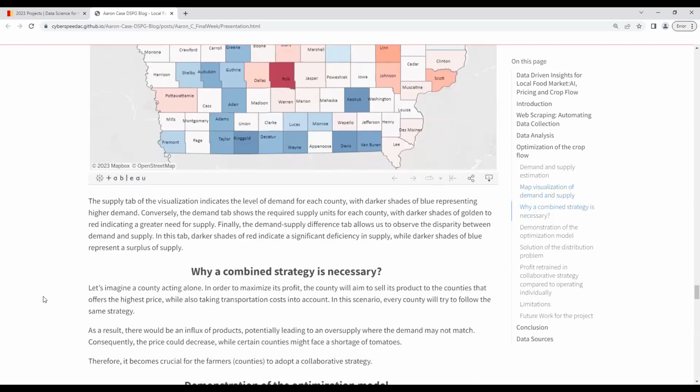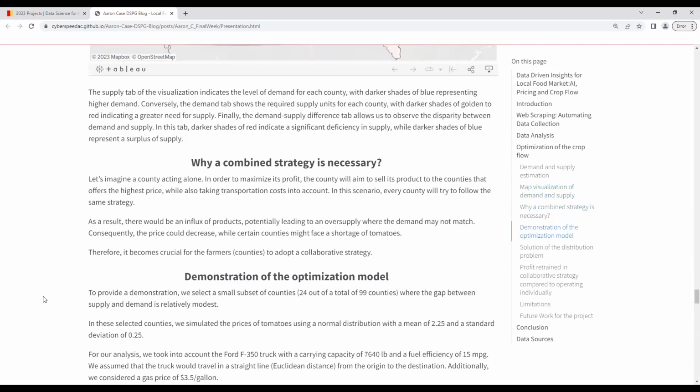So let's move forward. Now I need to explain why we need a combined strategy among all of these counties. First of all, let's imagine that a county is acting alone. In order to maximize its profit, it will try to sell its crops to those counties that are ready to purchase crops at a high price. The county will also take account of the transportation cost.